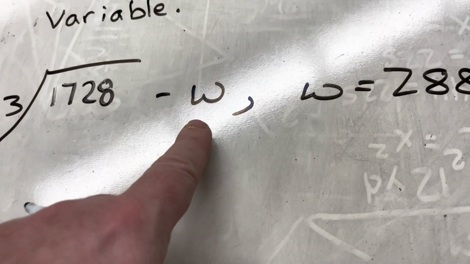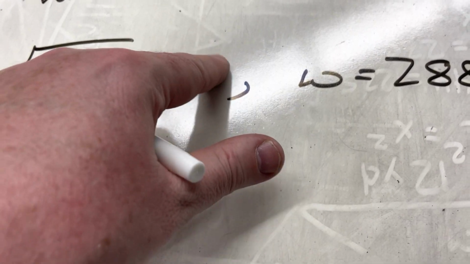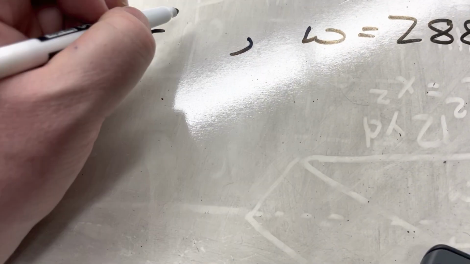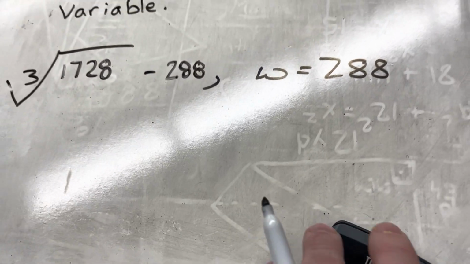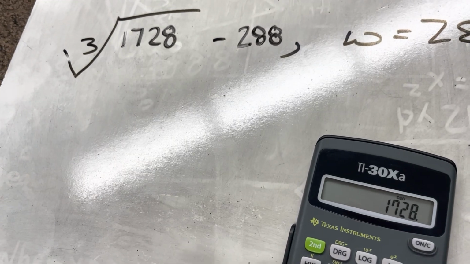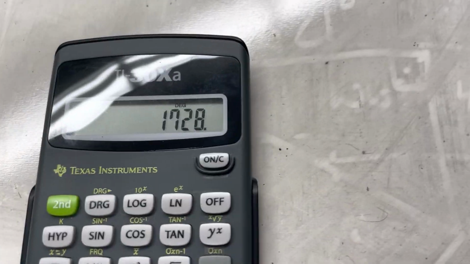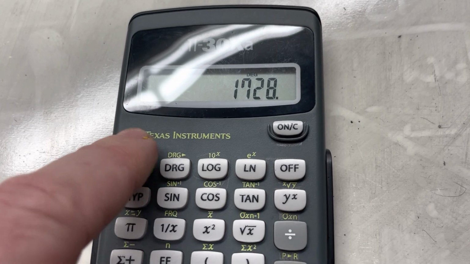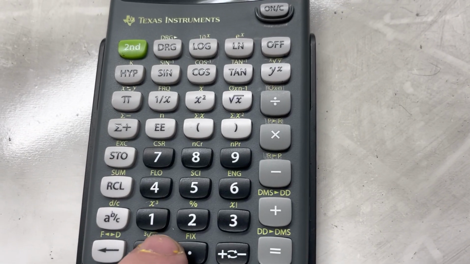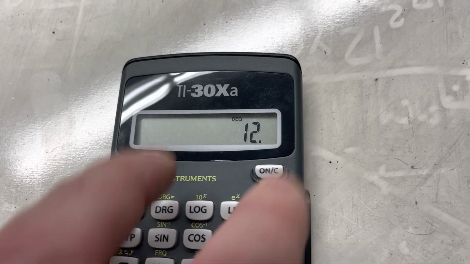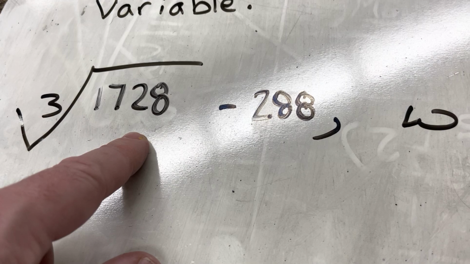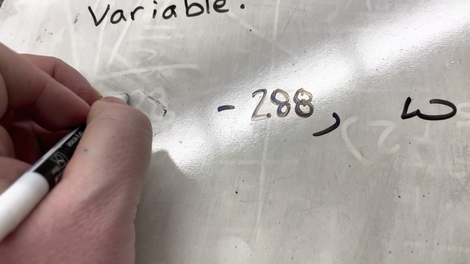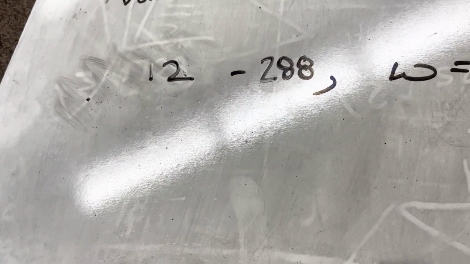1,728. Now I also know that w equals 288, so I can replace this w with 288. Okay? So cube root of 1,728. I have 1,728 already there. I can press second function, go to my cube root button, I get 12. So this whole thing, the cube root of 1,728, I can erase that. Notice how I'm just erasing things as I figure them out, 12.